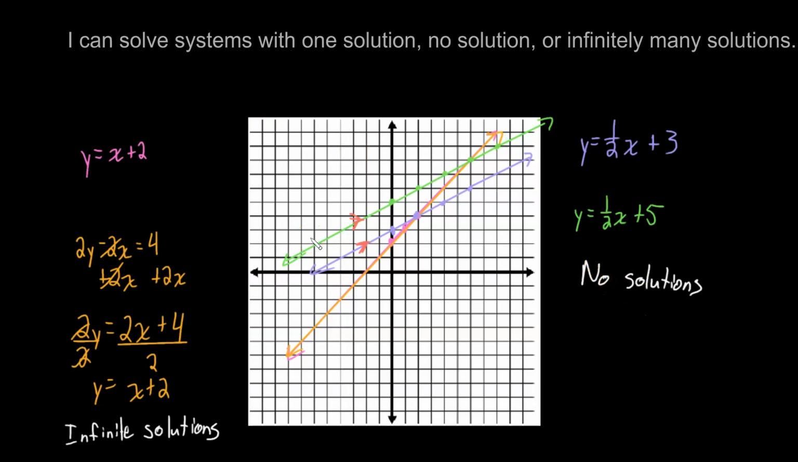So to wrap this video up, if two lines intersect at one point, there's one solution. If they are the exact same line, as in right here, if these two equations were the exact same, they'll have infinitely many solutions. And if there are two lines that are parallel to each other, they will have no solutions because those two lines will never intersect.